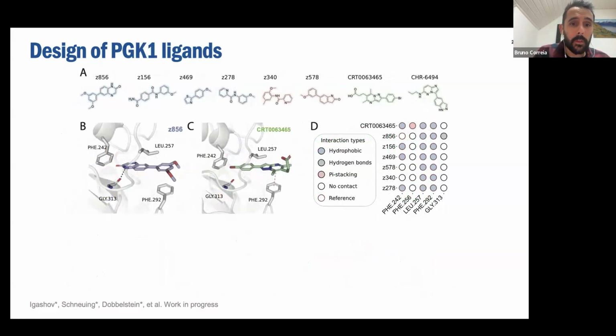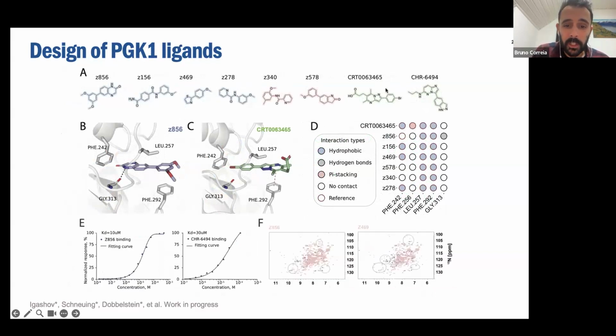Now, for a different case, the PGK1, which is also a very interesting case for us. Again, the same kind of conversation here. You get a few ligands that we tested in the lab, that we generated in the computer. These are the positive controls, and we can see that one of the ligands was already a 10 micromolar binder.